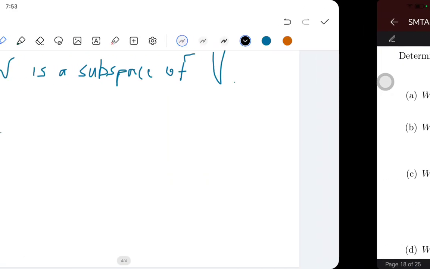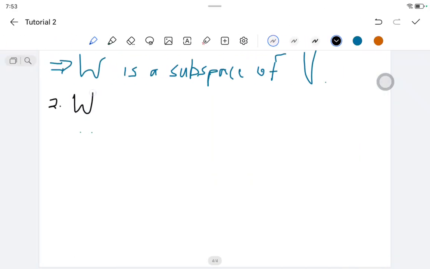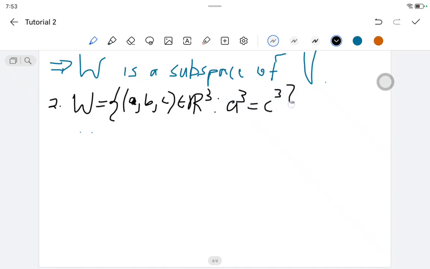So they say W is equal to (a, b, c) element of R cubed such that a cubed is equal to c cubed and V is equal to R cubed. Now we see we're in the 3D space, right?